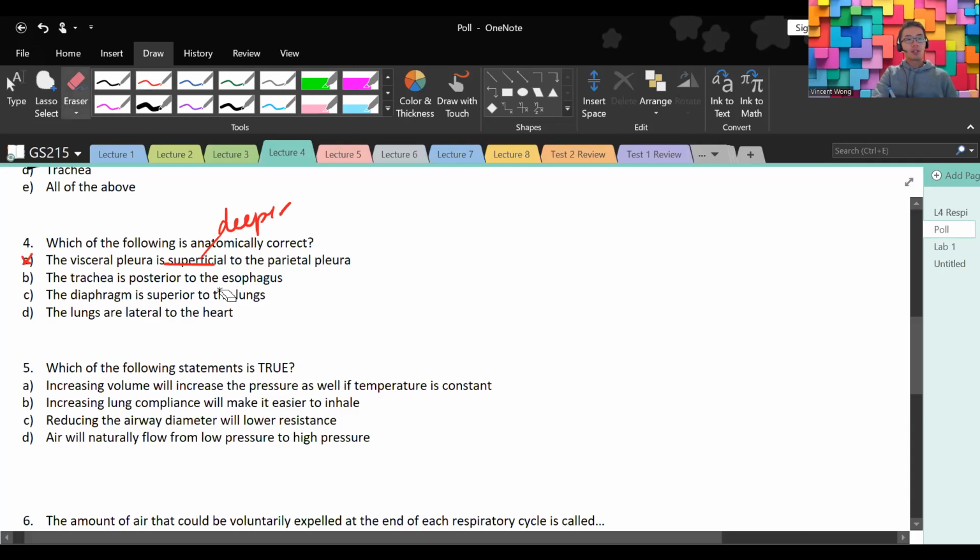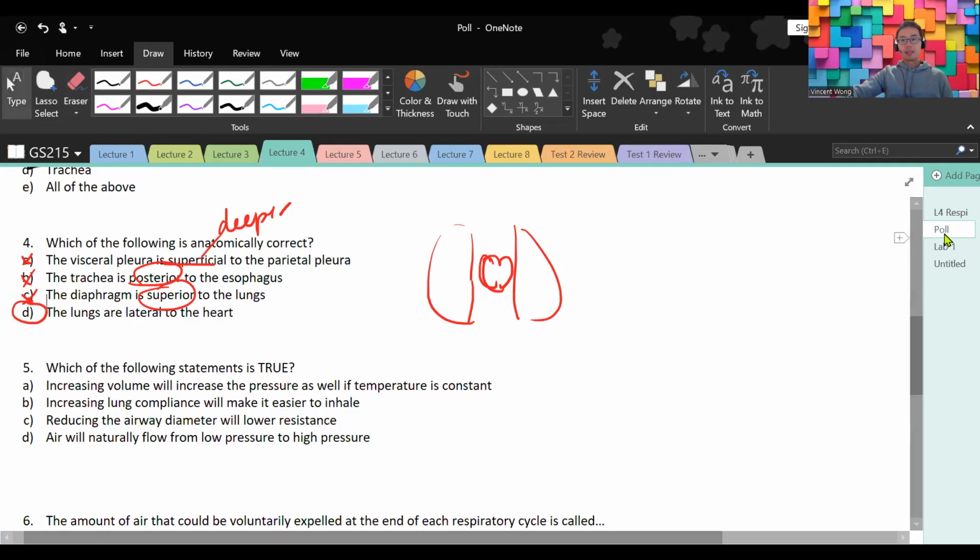Trachea is posterior to the esophagus. That's also not true. It's supposed to be in front of it, anterior. Diaphragm is below the lungs, so it is inferior to the lungs. The lungs are lateral to the heart. Okay, so there are your lungs, and then the heart is in between, right? Okay, so that is the correct one. Okay.